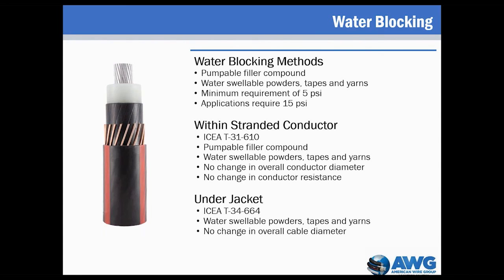There are many medium voltage power cable water blocking technologies available today, from the traditional pumpable strand filler compound to water soluble powders, tapes, and yarns that swell on contact with water to prevent water migration down the voids of the cable. These water blocking methods are generally verified using ICEA test methods to withstand a minimum of 5 psi of water pressure. Many medium voltage power cable customers, however, are insistent on meeting a 15 psi requirement.